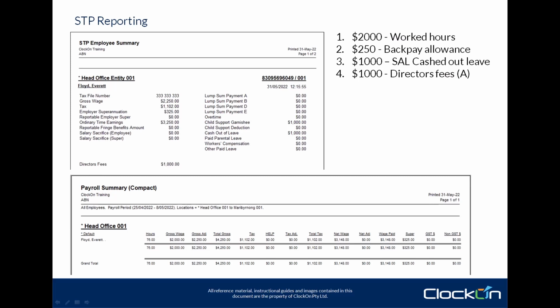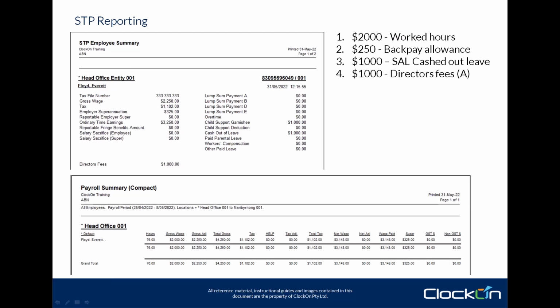the amount of gross wage on the STP summary is $2,250. That's the combination of the worked hours and the back pay amount. Next, we have the ordinary time earnings, which is what super is calculated on. So in this case, it would be the gross wage and the director's fees, as the director's fees in this case is taxable. It would be included in the super earnings base, so OTE.